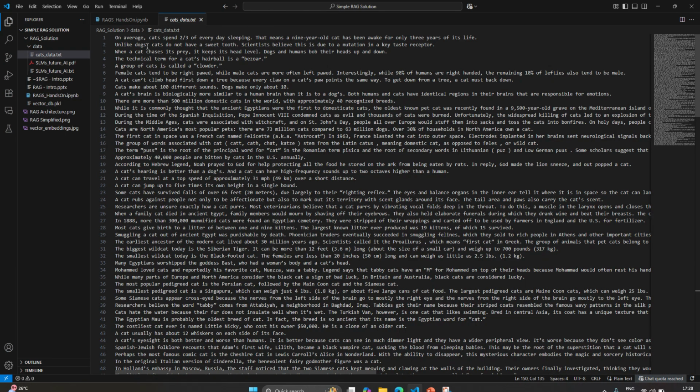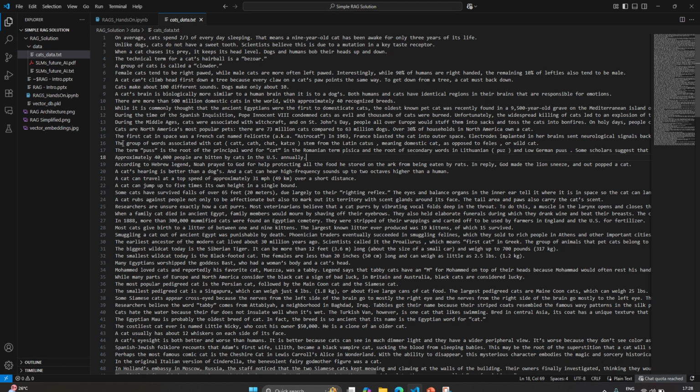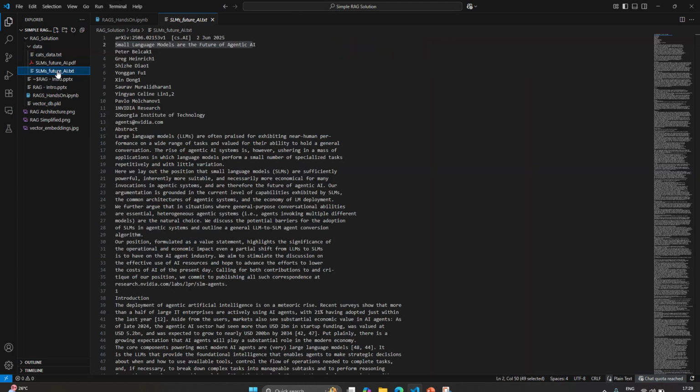So here we have a txt file which has a lot of information about cats, that the group of birds associated with that, and approximately 40,000 people are bitten by cats in the US annually. A group of cats is called a clowder. The technical term for a cat's hairball is a bezoar. Or in reply, God made the lion sneeze and out popped the cat. So this is one big corpus where it's all talking about cats as an animal, and then I have another big corpus which is a research paper. The research paper is titled Small Language Models Are the Future of Agentic AI, right?